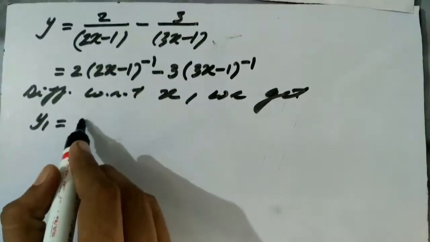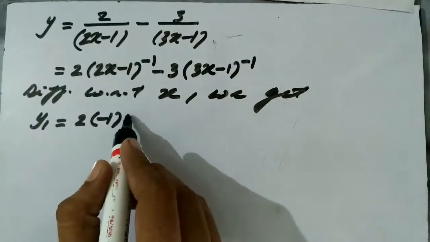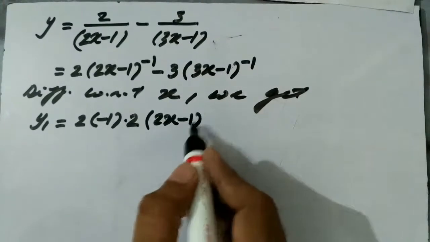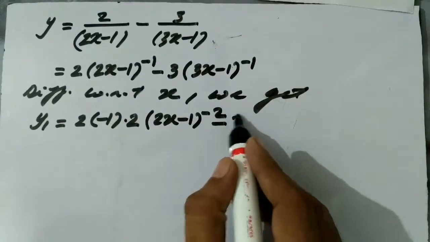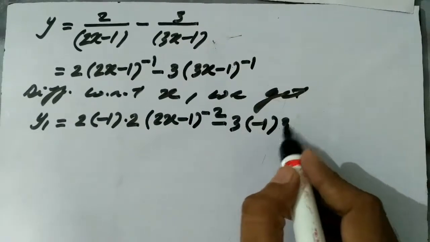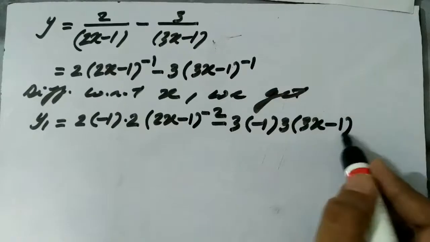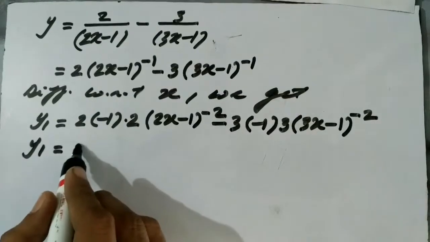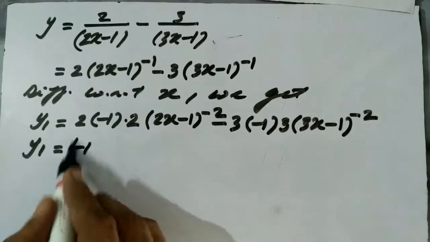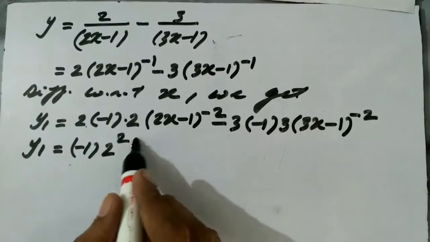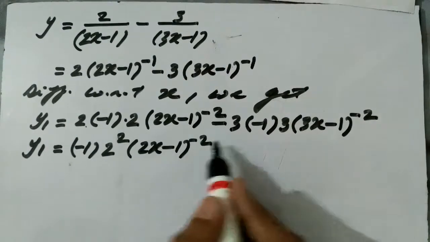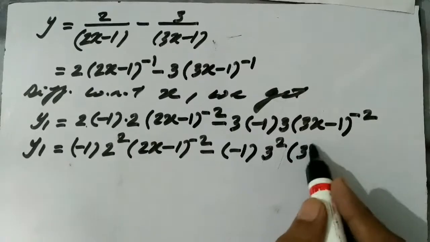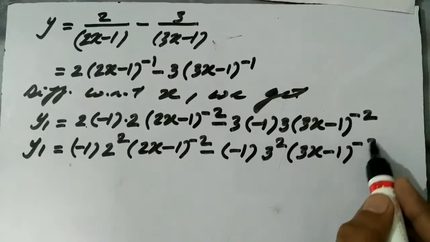y1 is equal to 2 into minus 1 into 2x minus 1 raised to the power minus 2 into 2, minus 3 into minus 1 into 3 into 3x minus 1 raised to the power minus 2. So we will write it as y1 is equal to minus 1 into 2 into 2, that is 2 square, into 2x minus 1 raised to the power minus 2, and minus into minus 1, 3 square, into 3x minus 1 raised to the power minus 2.